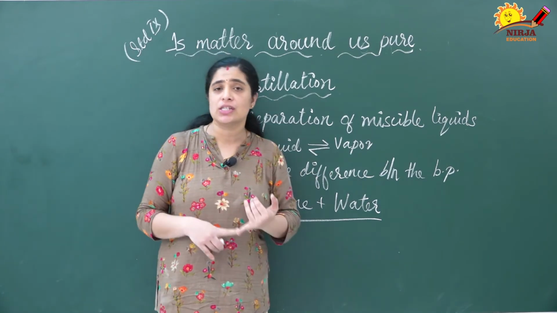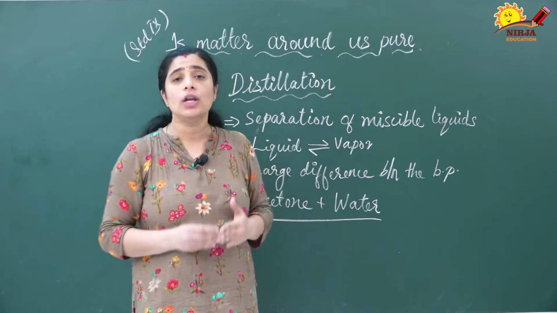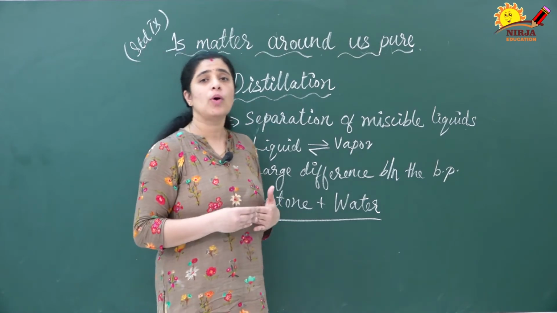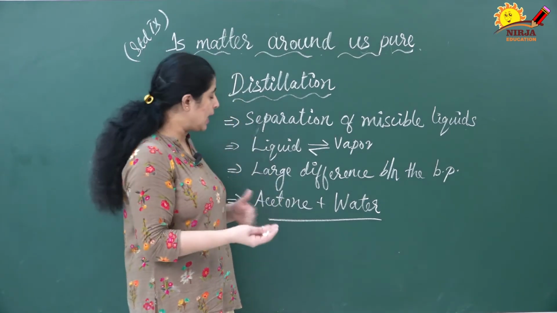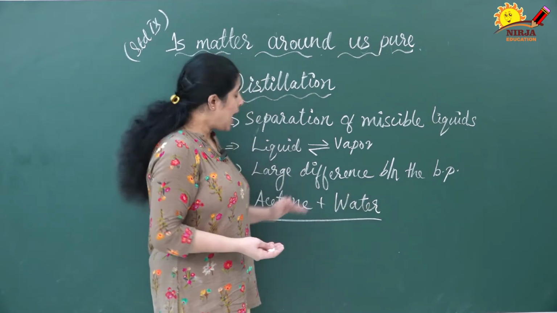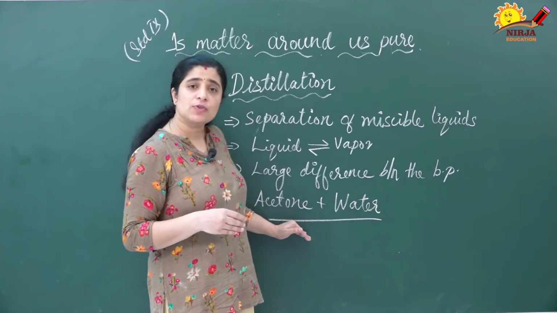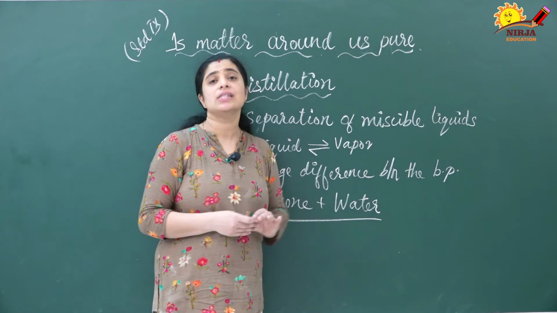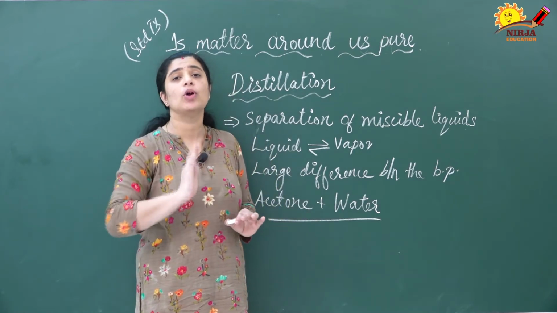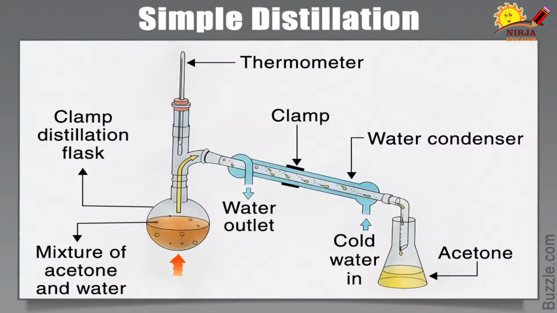And one more condition is that for this distillation, the difference between the boiling points of the two liquids should be large. Acetone and water we are taking. Acetone's boiling point is almost 56 degrees Celsius and water's is 100 degrees Celsius. That means the boiling point difference is large here. On the screen you can see the arrangement of distillation. Here we are taking the distillation flask, and you should place one thermometer here and the arrangement should be as in the figure.